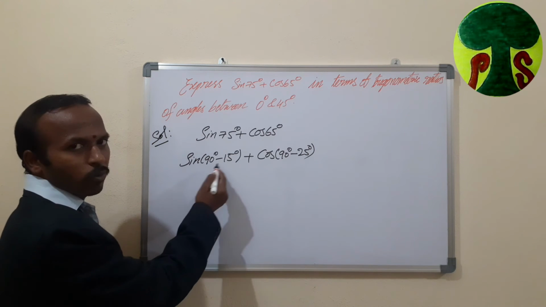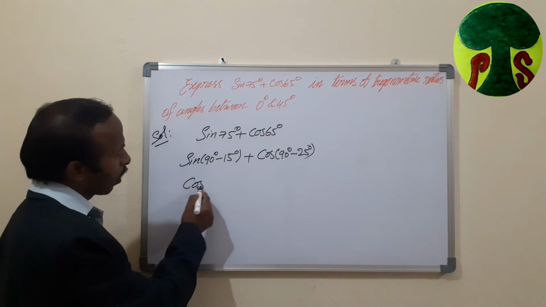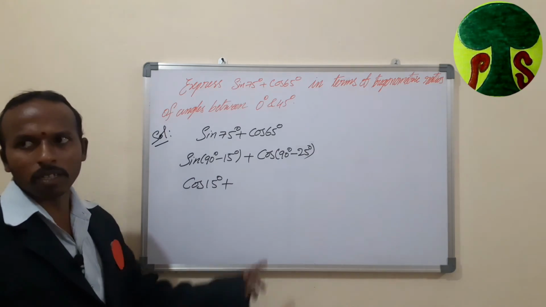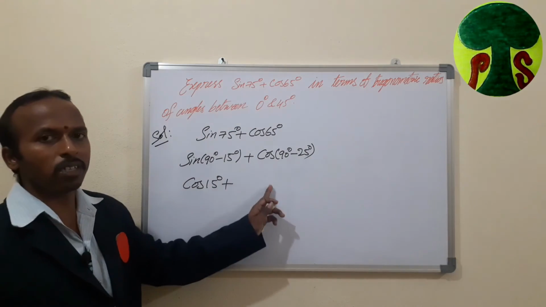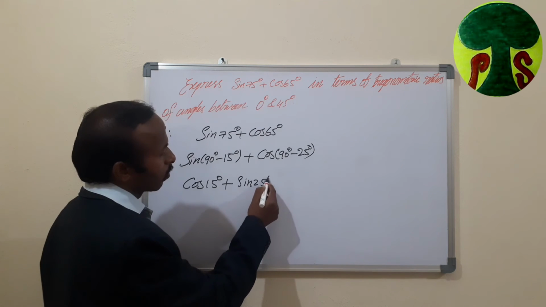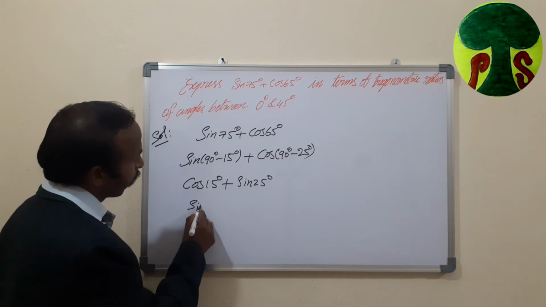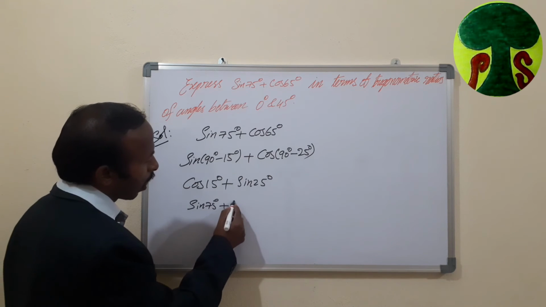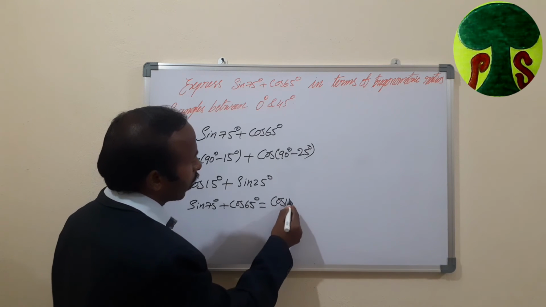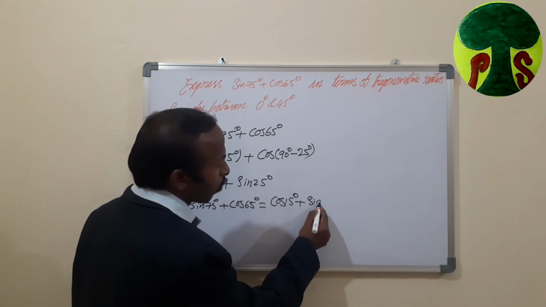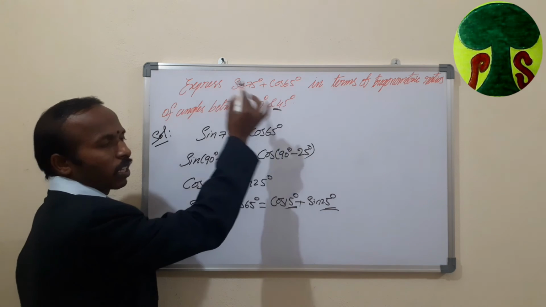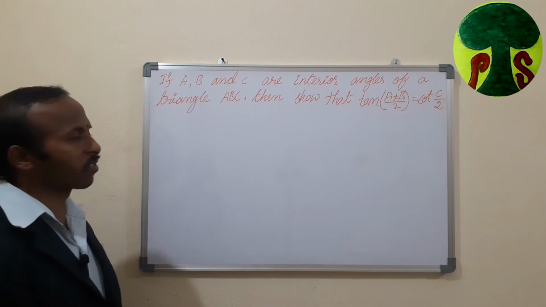Now sin 90 minus theta is cos theta. Theta is nothing but 15 degrees. So plus cos 90 minus theta is sin theta, where theta is 25 degrees. Finally sin 75 degrees plus cos 65 degrees equal to cos 15 degrees plus sin 25 degrees. These values are between 0 to 45 degrees.